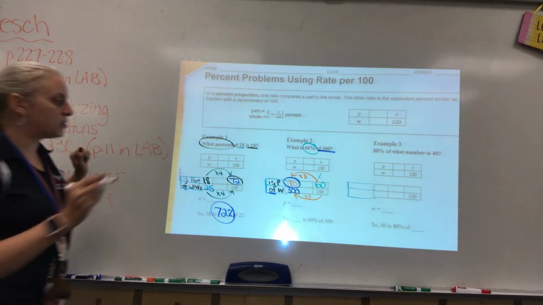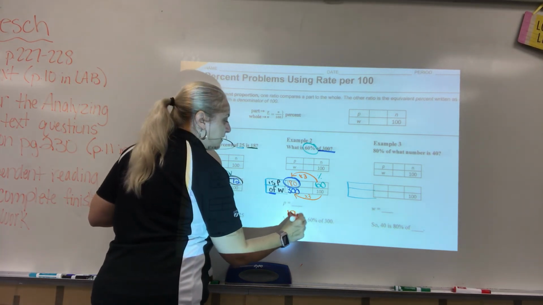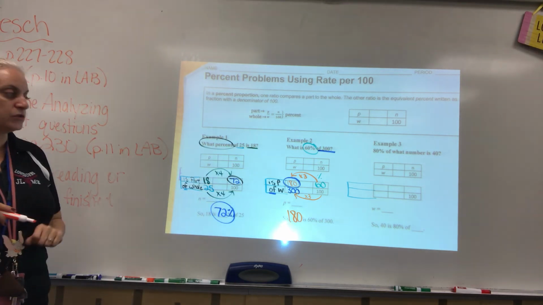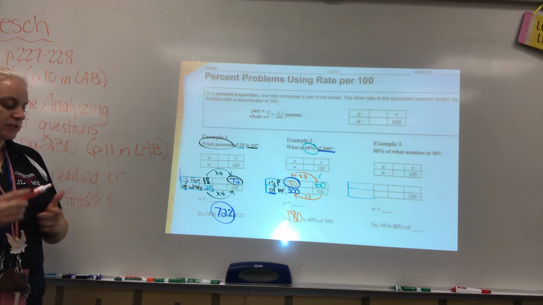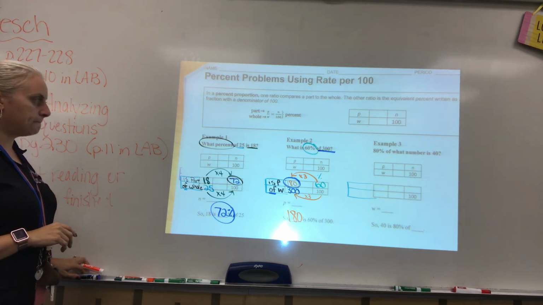So 180. So my answer is that if I got a 60% on an exam, there were 300 points, that means I only got 180 points. That was a big test. That means your mom did. Yeah, that's a D.